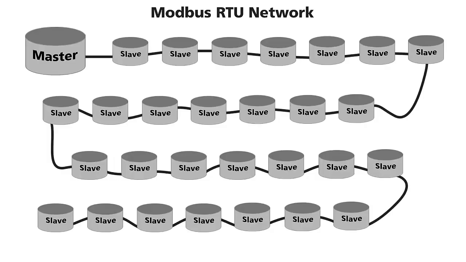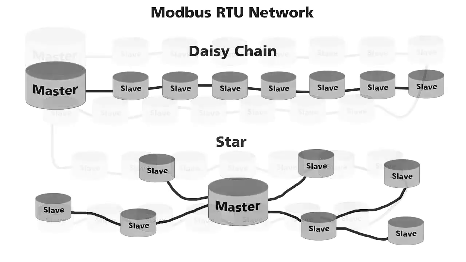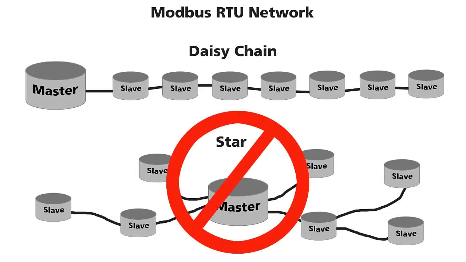Here is a diagram of a serial network where the master is connected to a slave which is then daisy-chained along to all the other slaves on the line. The devices must be connected in a daisy-chain manner. They cannot be connected in a star topology.